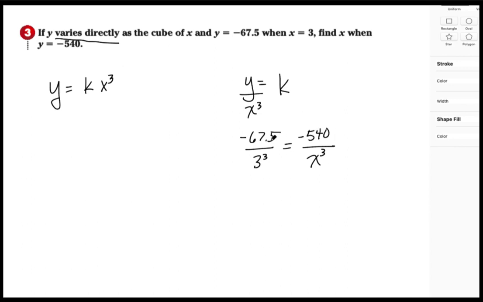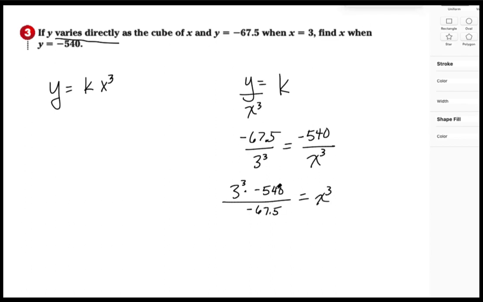And so with this, I feel like we can do it, right? We're just going to take that 3 to the third power, which is 27, multiply it by negative 540. Let me write the number correctly. And then we're going to divide that by negative 67.5. And what we're going to end up with is x cubed. So let's go figure out what that is.